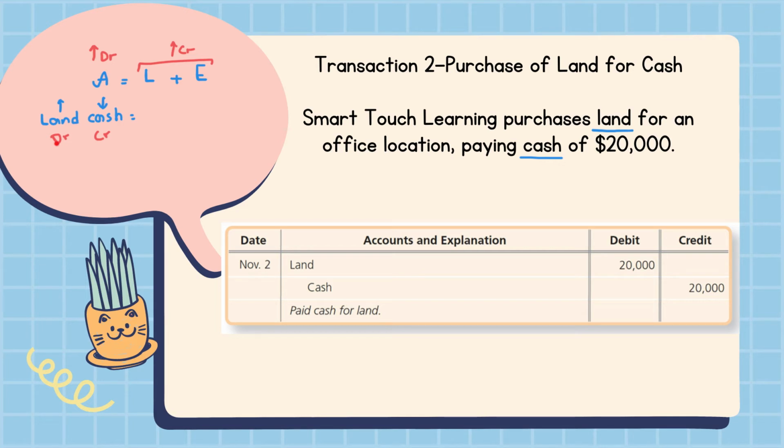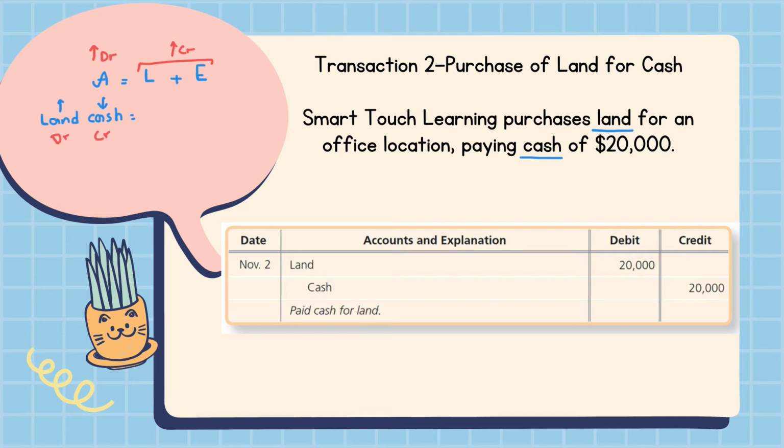So land increases, so it should be in the debit. We start with land. Cash will be in the credit, so I'm gonna leave a space, then write cash. We write the amount in the debit and credit, and here is the date. This is the journal entry. Here is the description. I'm not gonna ask you to do it in the test. You just need to know it.